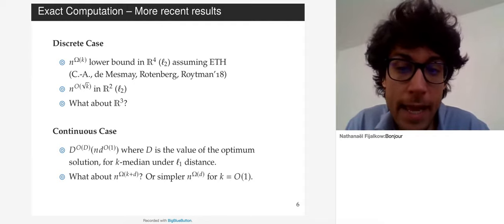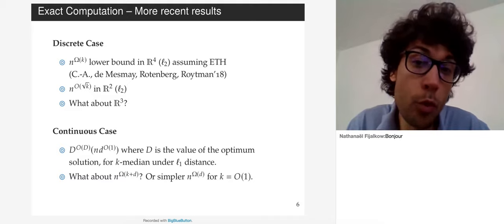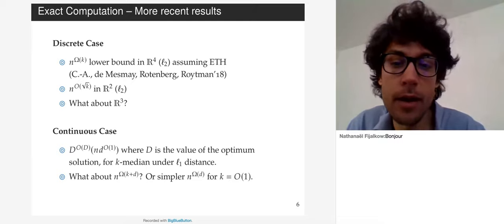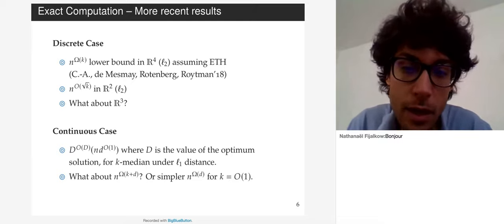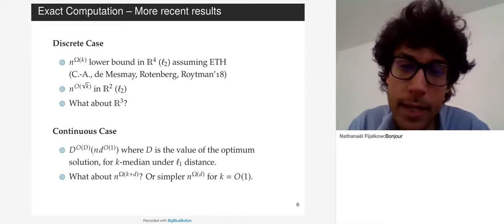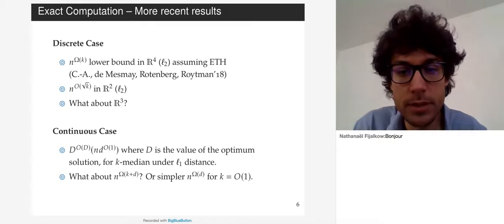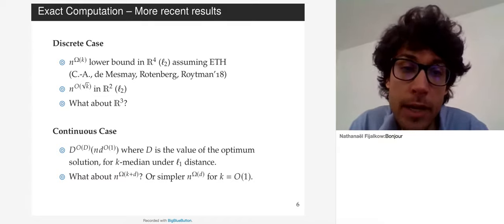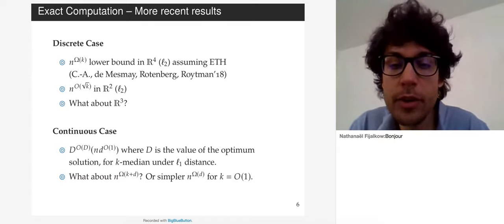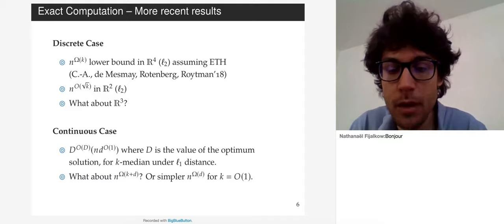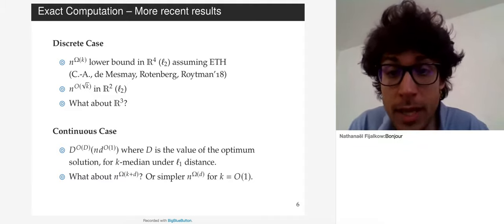Because in the plane, you can do n to the order of root k. So in fact, you can have a little speedup in the plane. But as soon as you reach R4, n to the omega k is needed, unless you violate the exponential time hypothesis. We kind of left open the question in R3. It's not very clear whether n to the omega k or n to the root k is the right answer for R3. Okay, so that's for the discrete case.